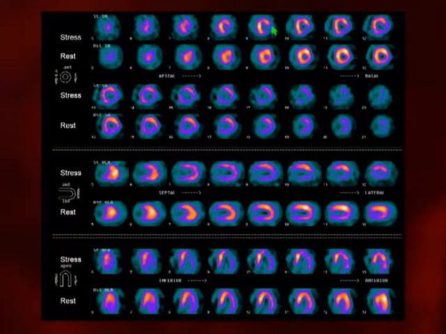If it's present on stress, as it is here, but not at rest, it fills in nicely at rest, that's a reversible defect, and it means that's ischemia. There's ischemia in that zone. If it's present on both rest and stress, that's a prior infarction. And then if you really wanted to know something about viability, you might want to get a PET scan or an MRI, which we'll talk about in a moment.